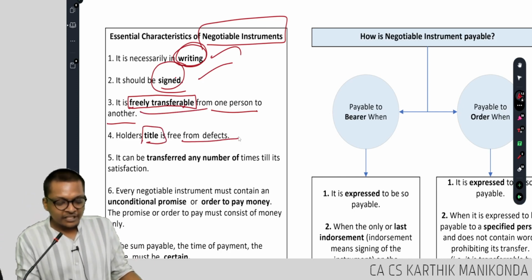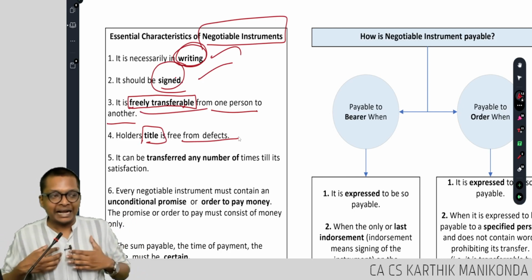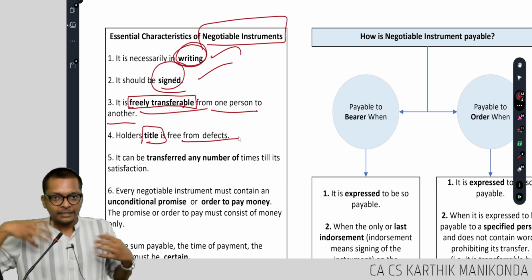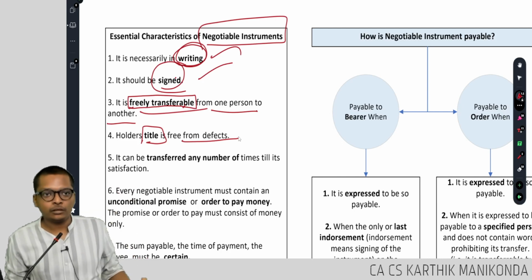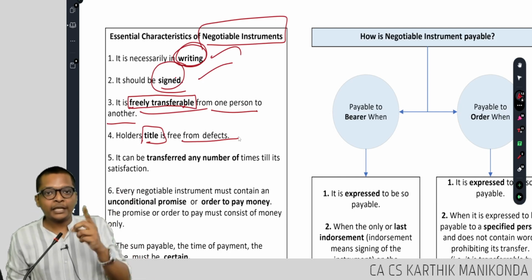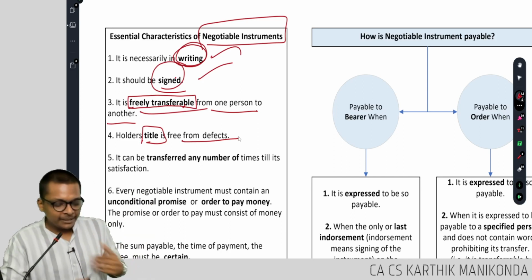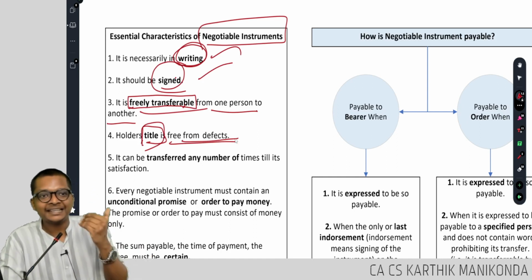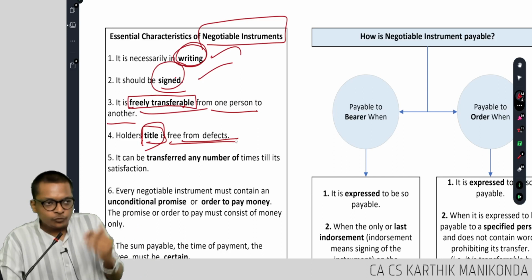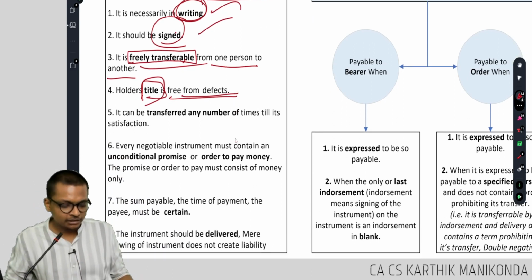Holder's title is free from defects. That means, a simple example: I have a check. The check says 1 lakh payable to me. Now, for example, let's say somebody filed a case on me. Will the bank tell me, hey, you're a criminal, I will not give the money to you? No. If the check is in my name, I am the holder. My title is free from any defect. I have to get the money. Check is there in my name, which means I have to get it. Are you following, guys? Clear?